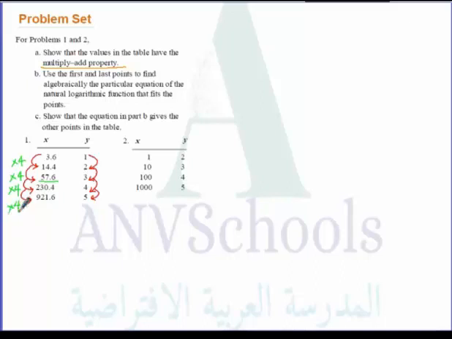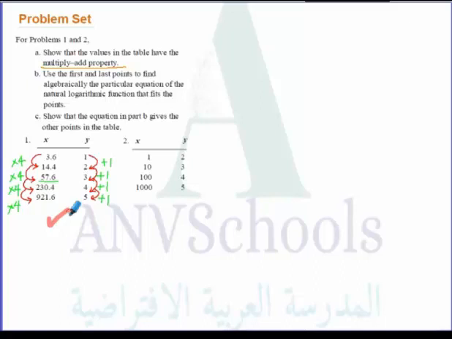Now let us investigate the right side of the table. This is 1 going to 2, so this is plus 1. Obviously these are all plus 1 units. So therefore number 1 for letter A is verified.